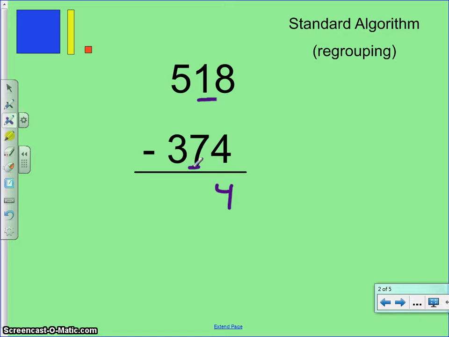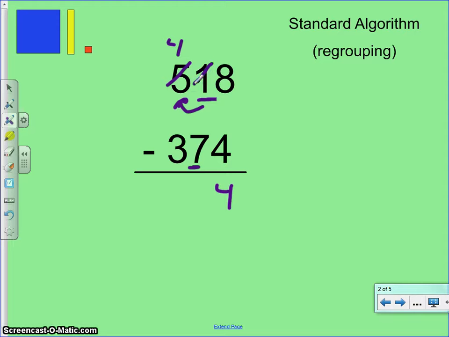Well, I can't take 7 tens from 1 ten, so I need to regroup. So I'd borrow from my next door neighbor. Remember, if there's more on the floor, I borrow from next door. I cross out the 5. It becomes 400. And I take that 100 that I'm borrowing and I regroup it into my tens as 10 tens. So that my 1, if I add 10 to 1, it turns into 11.